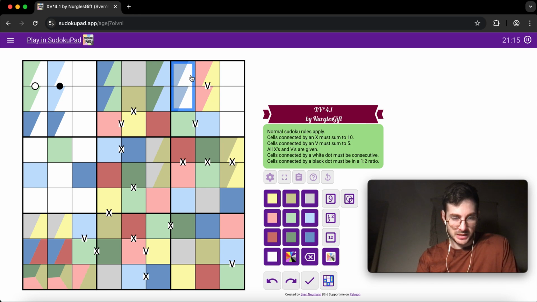Up here, we still need our dark yellow. Can't be in that one. So that one must be blue. And that must be our dark yellow, which means this cannot be our light yellow. This cannot be our light pink.